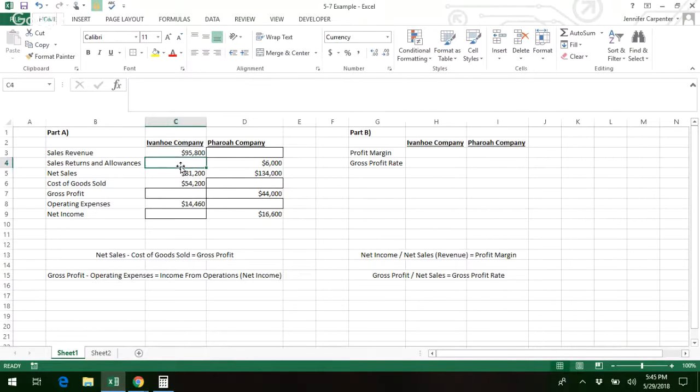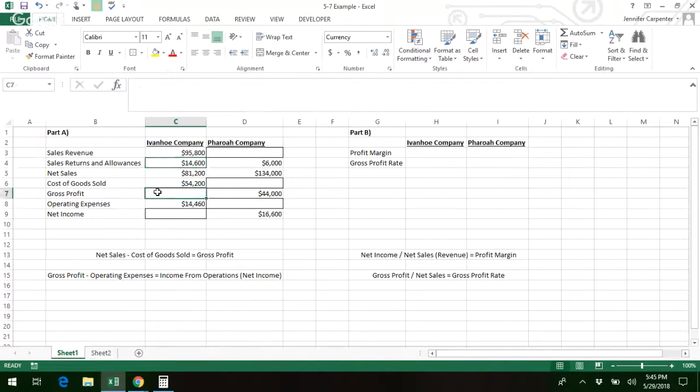So you're given sales revenue and net sales, and you're told to find sales returns and allowances. So you're going to take your sales revenue and subtract out your net sales. And that's going to give you your sales returns and allowances of 14,600.